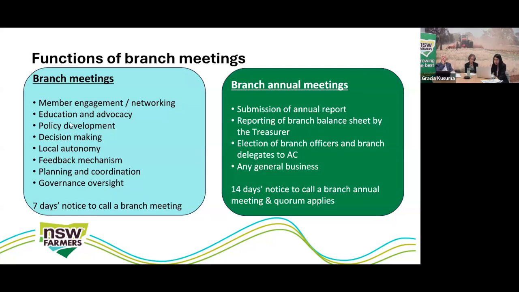And also importantly, there's local autonomy on issues that branches can resolve through discussion and having a decision made within the meeting. Also planning and coordination of local events, campaigns, initiatives, so on and so forth. There is a minimum notice required for 7 days notice to call for a branch meeting.